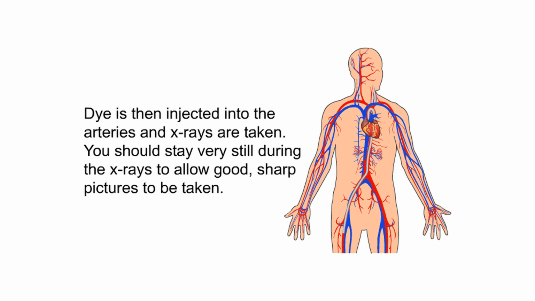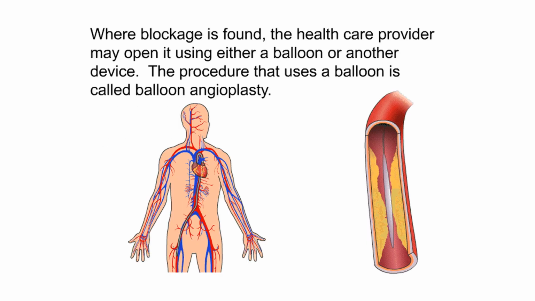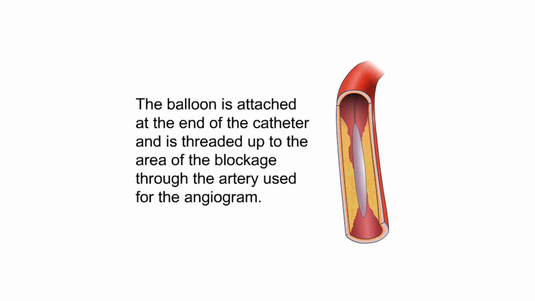Dye is then injected into the arteries and X-rays are taken. You should stay very still during the X-rays to allow good, sharp pictures to be taken. Where blockage is found, the healthcare provider may open it using either a balloon or another device. The procedure that uses a balloon is called balloon angioplasty. The balloon is attached at the end of the catheter and is threaded up to the area of the blockage through the artery used for the angiogram.